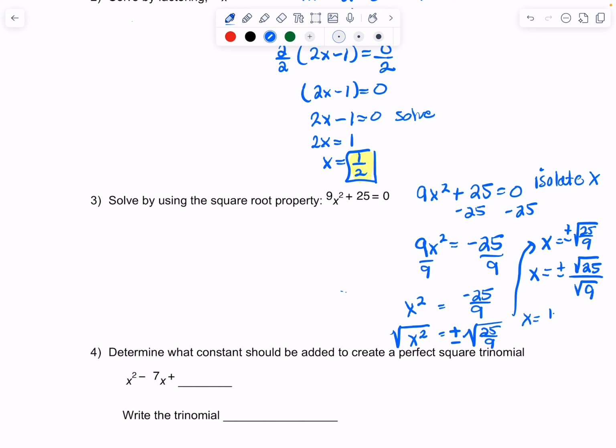So if I take the square root of 25, I'm going to get 5. And if I take the square root of 9, I get 3. So I have two answers, positive 5 over 3 and negative 5 over 3. So that's questions 1 through 3 on the unit paper review.